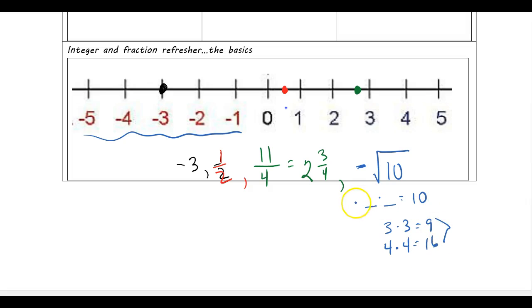So for my answer here, I'd call it like a -3.1 or something like that. It's going to be really close to that. So how do we mark that? Well, if we're at 0, we go -1, -2, -3, and then a little bit past it. So that right there could be my square root of 10.